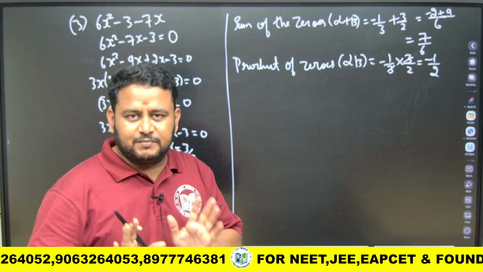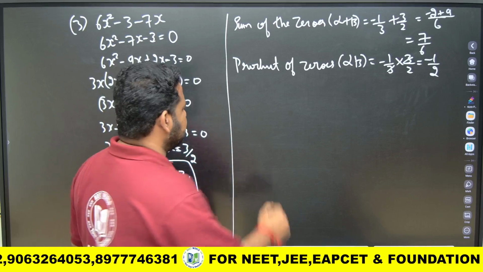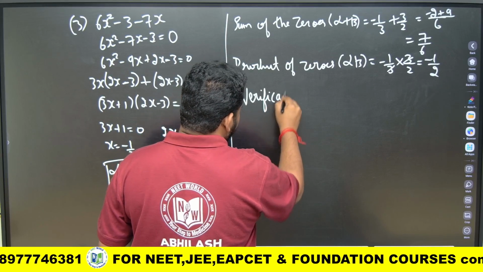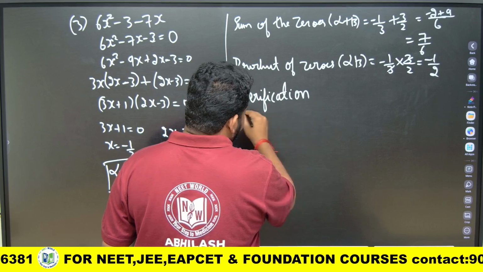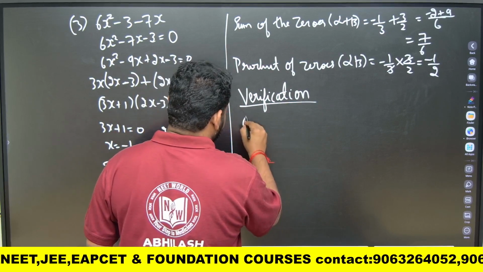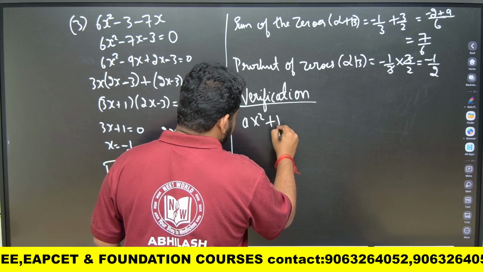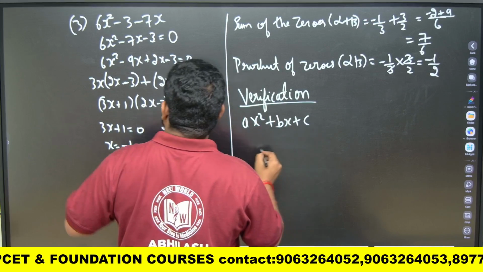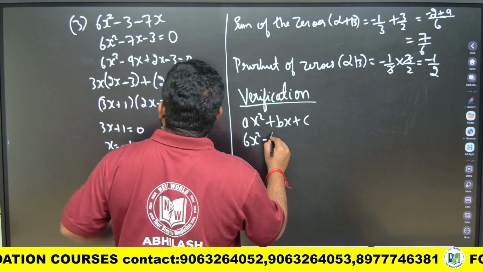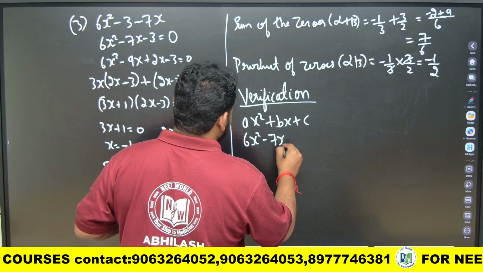Let us see the formula method now. Why? We have to verify. So, I will write here verification. See here friends, first let me write the general form of the equation, ax² + bx + c. But what is the question that they have given? 6x² − 7x − 3.